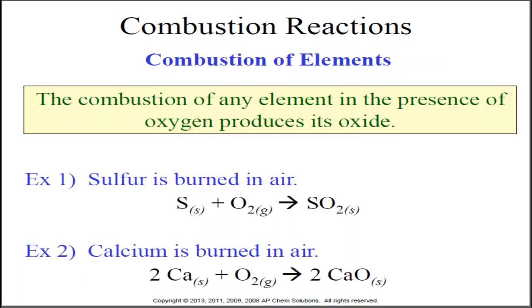Other combustion reactions, we've got the combustion of elements, and this can hold true for both metals or nonmetals. When we burn sulfur in air, we're going to get sulfur dioxide or even sulfur trioxide. There's usually a little bit of leeway in the answers for some of these reactions. Calcium, when we burn it in air, we get calcium oxide.